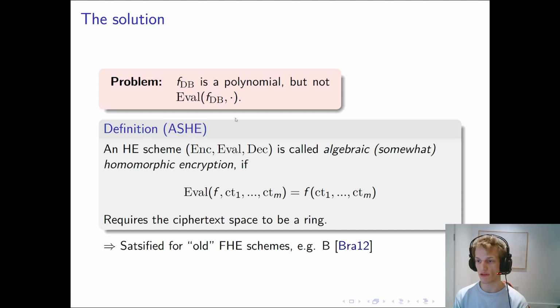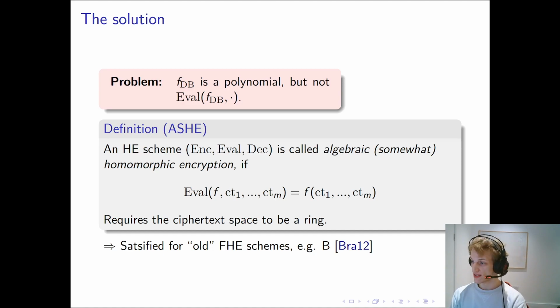Nevertheless, it's required for the whole idea to work, and so Lindmo and Wicks defined this notion of algebraic homomorphic encryption scheme, which simply means that the evaluation of a polynomial is again given by a polynomial. More concretely, the evaluation algorithm of a polynomial at ciphertexts is just the evaluation of the polynomial at the ciphertexts. This of course means that we can add and multiply ciphertexts, so the ciphertext space needs a ring structure.